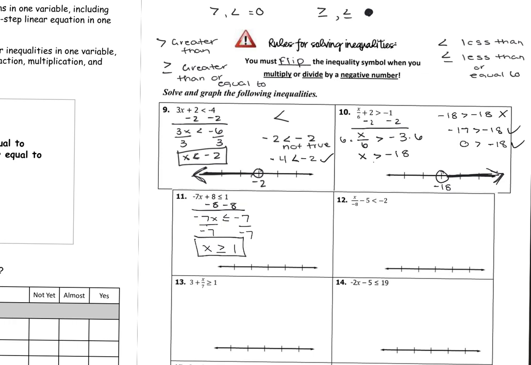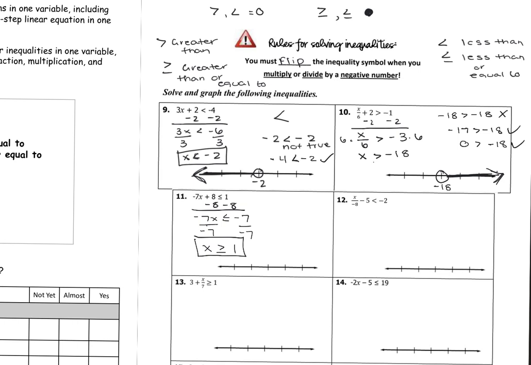All right, so as we get into multi-step inequalities later on in the 9 weeks, we will actually do a proof that shows us why we have to flip the sign, the importance of flipping the sign when you multiply or divide by a negative number.